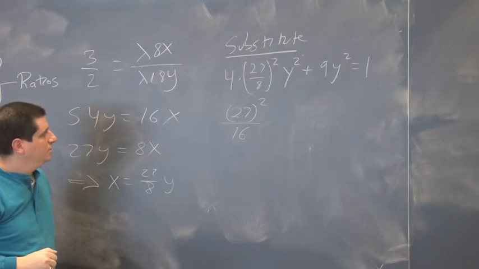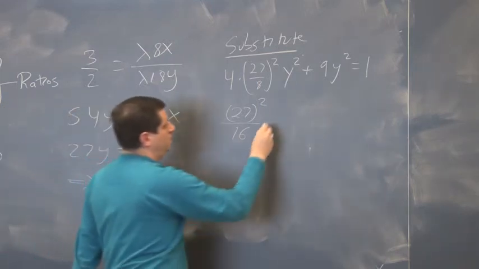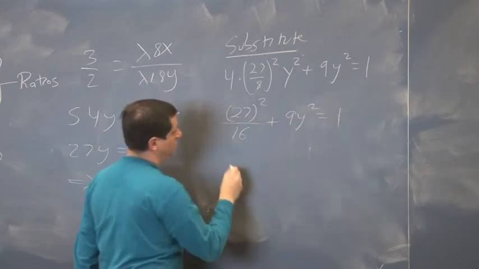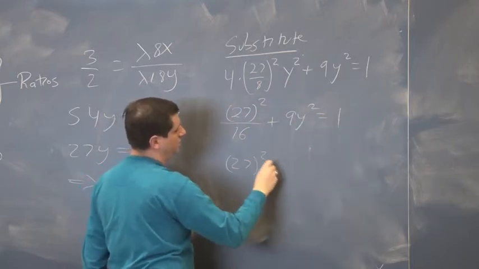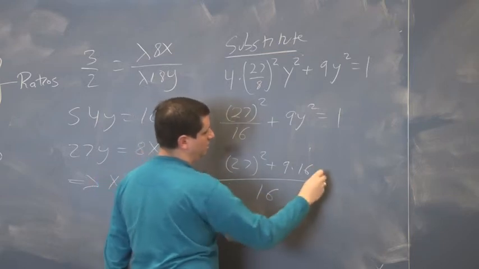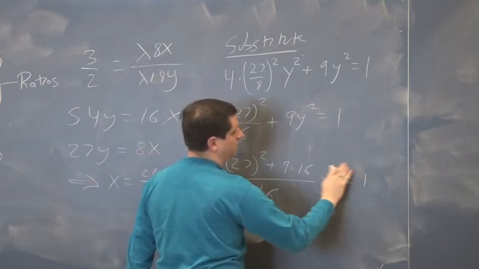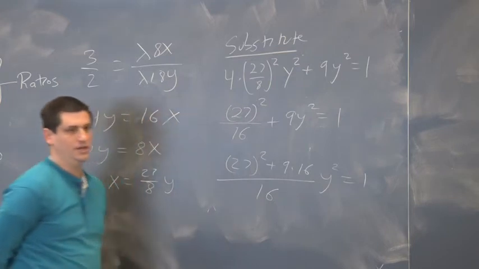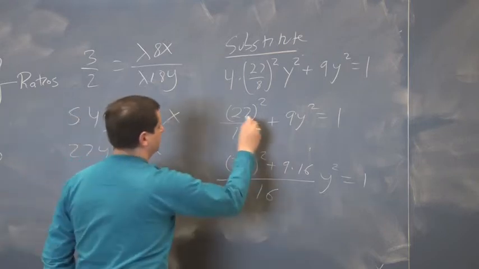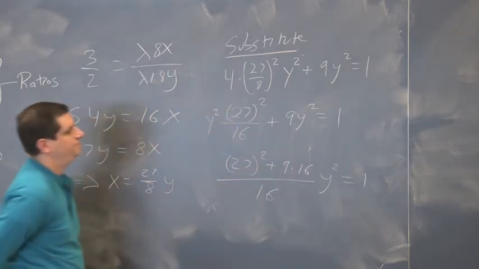Did I do this right? Yes. Plus 9y squared is 1. So I get 27 squared plus 9 times 16 over 16 y squared equals 1. Yes, did I make an algebra mistake? Oh, I did, yes. Thank you.